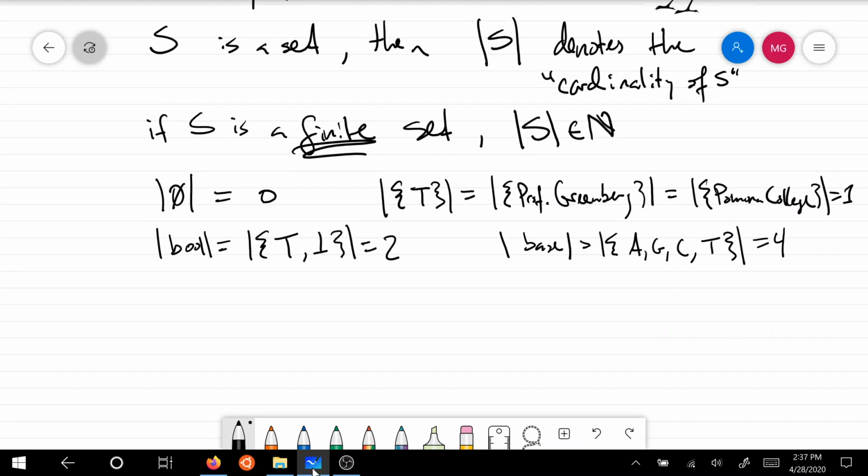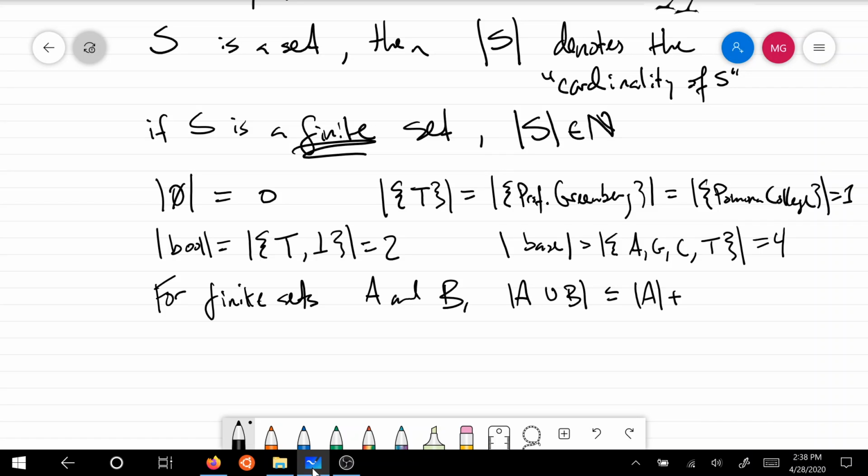And so, for example, you could prove a theorem saying that for finite sets A and B, the cardinality of A union B is less than or equal to the cardinality of A plus the cardinality of B. Or more precisely, the cardinality of A union B is equal to the cardinality of A plus the cardinality of B minus the cardinality of A intersect B. That's not a triangle, folks. I know my handwriting's bad, but you don't need to remind me, whiteboard.